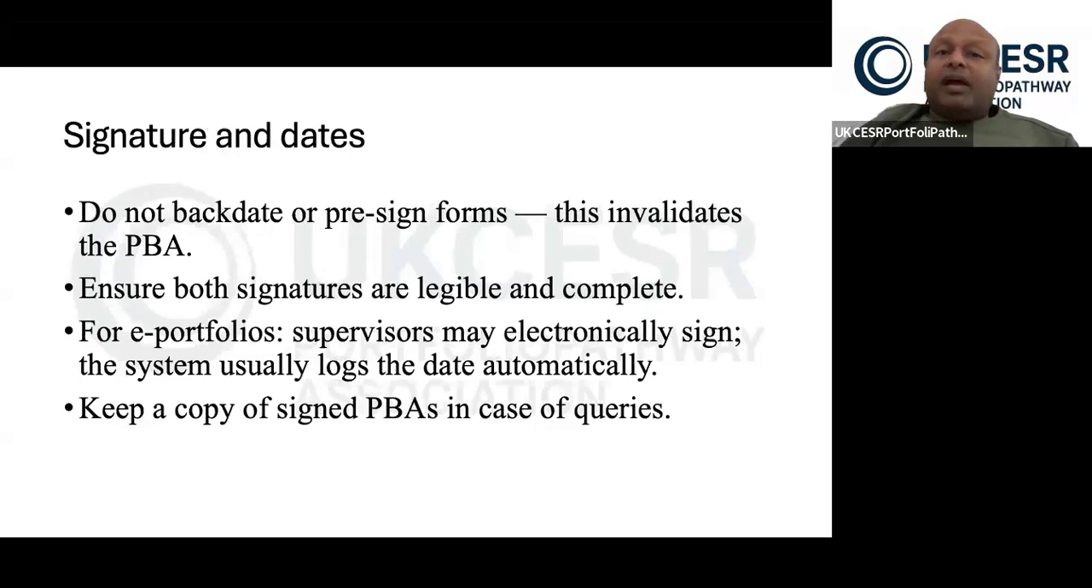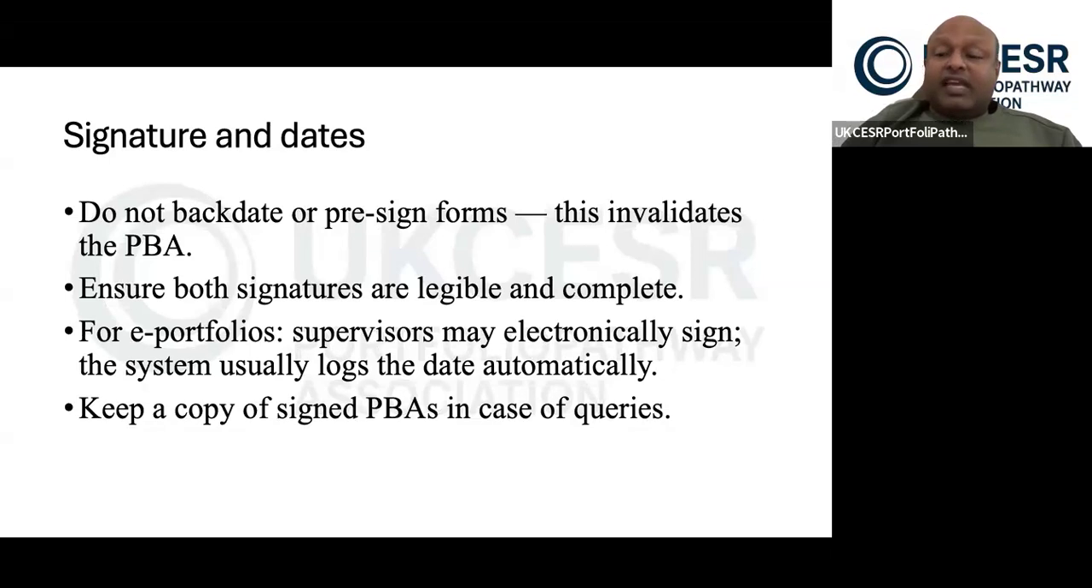Signature and dates, as I said: do not backdate or pre-sign the forms. This invalidates it. If you are planning for a backdated form, make sure you get it on the paper forms. That will help you to have a valid PBA. Ensure both signatures are legible and complete. Make sure your hospital seal is on the paper forms. If you are in the e-portfolio, it picks up automatically. Your assessment date has to correlate with the logbook date of operation. If not, then your PBA is not a valid PBA.